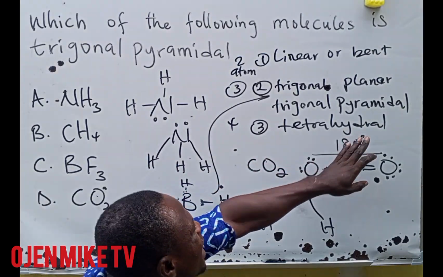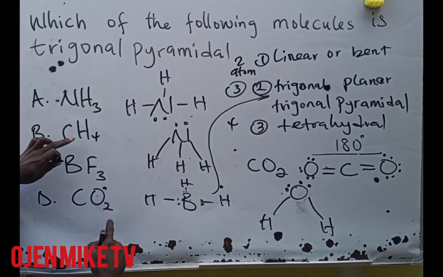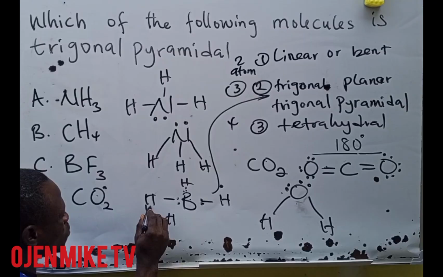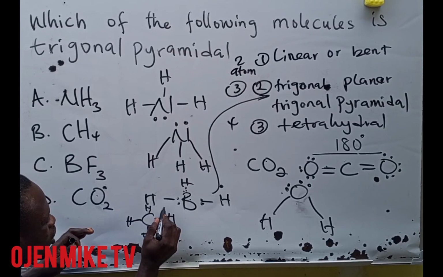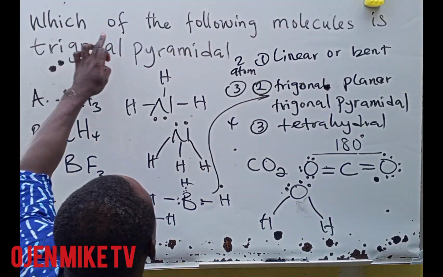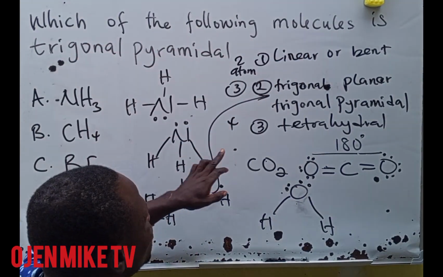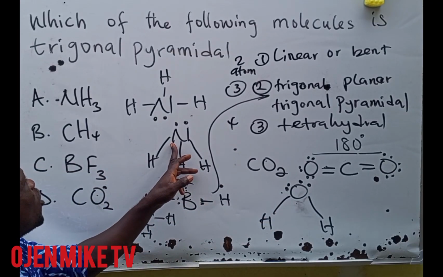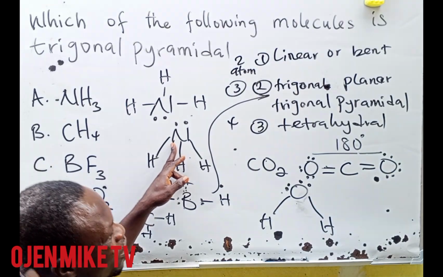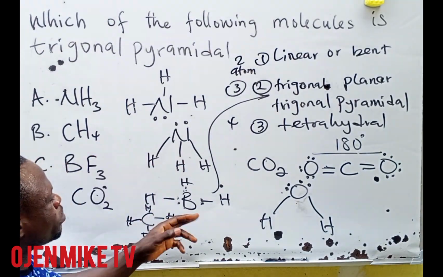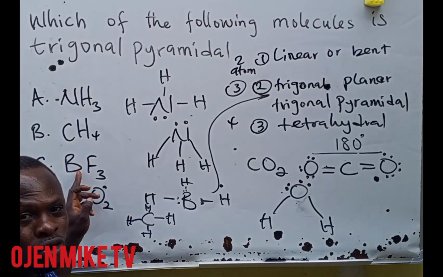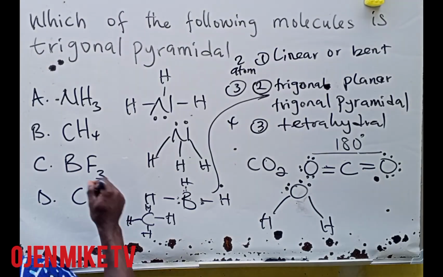But in the case of tetrahedral, like in the case of carbon and hydrogen here, carbon will have 1, 2, 3, 4, all of them surrounded. 1, 2, 3, 4, tetrahedral. Do you get that? So our correct answer is: which of the following molecules is trigonal pyramidal? We look at the shape of ammonia. Ammonia is trigonal pyramidal. I told you that we have trigonal pyramidal and trigonal planar. The one that is planar is the one that does not have a lone pair of electrons, like in the case of boron fluoride. Do you understand? So that is the correct answer.